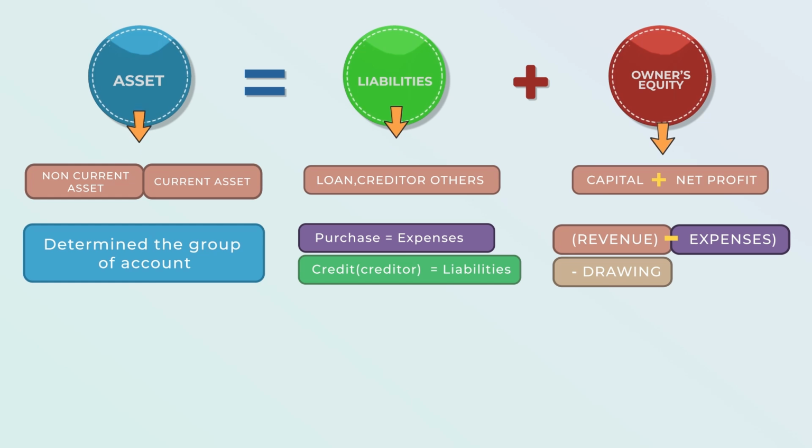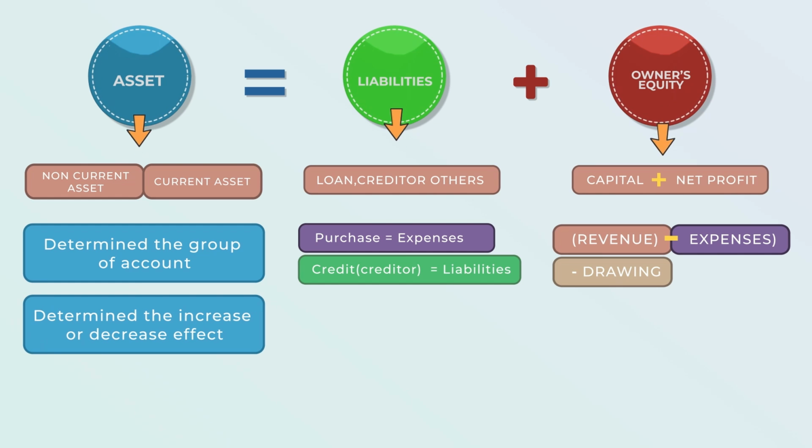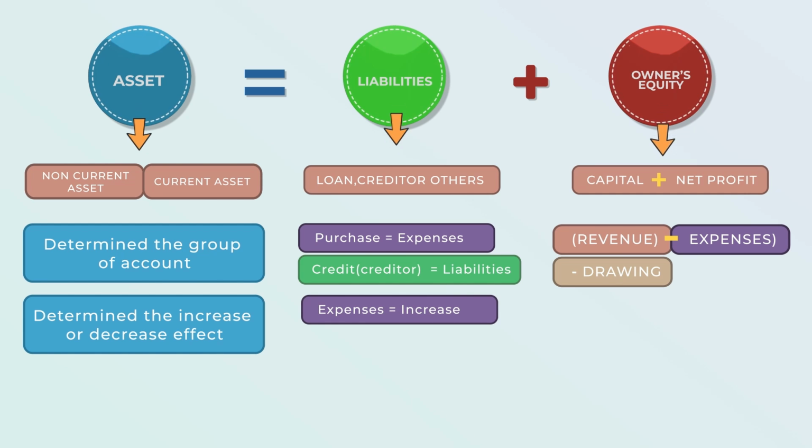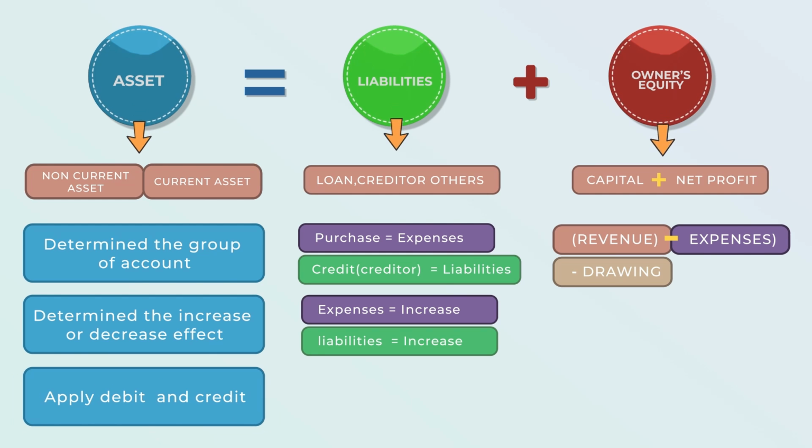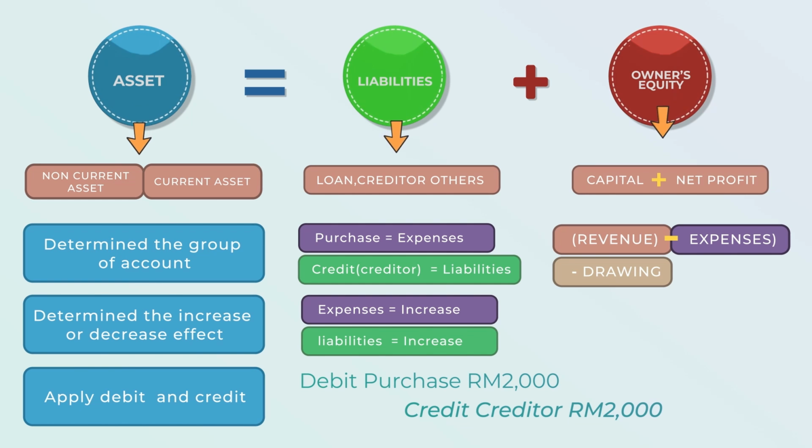The second step, determine the increase or decrease effect. So the answer is increase in expenses and increase in liabilities. Step number 3, apply the debit and credit. So debit for purchase, then credit for creditor, RM2000.